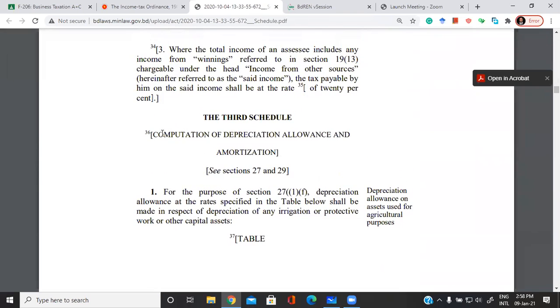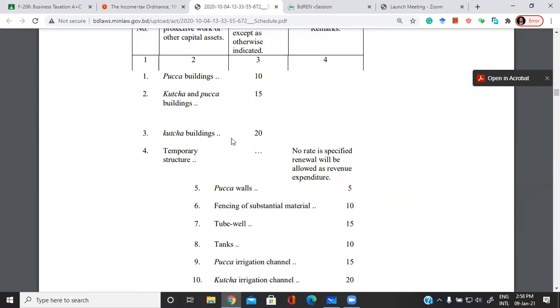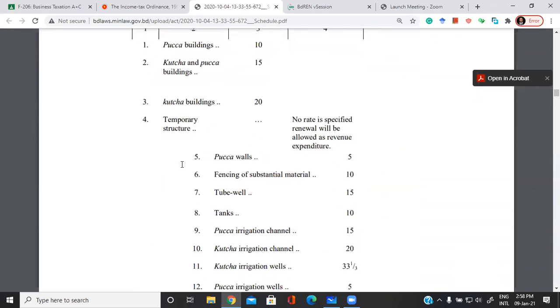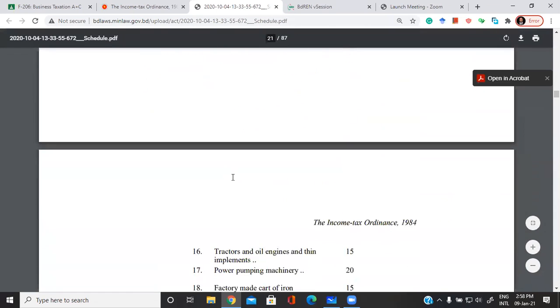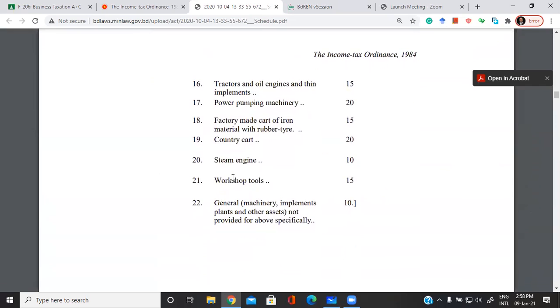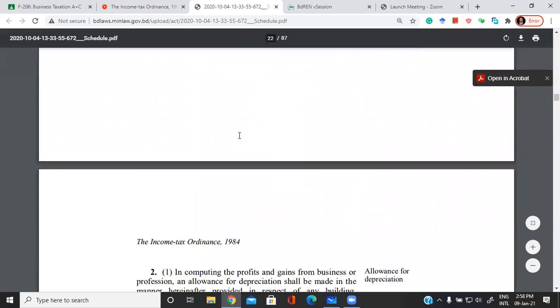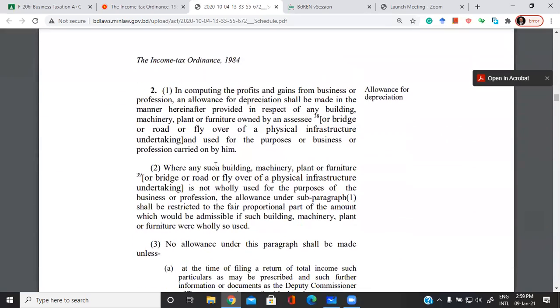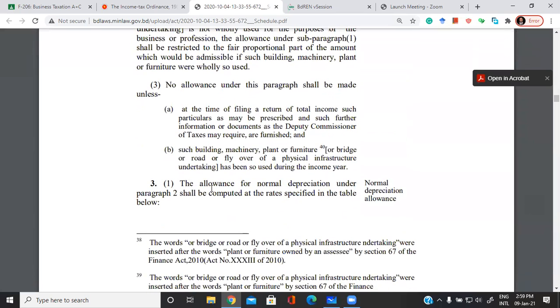Okay, what has been mentioned here? Computation of depreciation allowance and amortization. Some particular asset names have been mentioned here: building, structure, then some other assets which may be used by you, tractor, oil engine, power pumping machineries, and then how much percentage can be allocated.